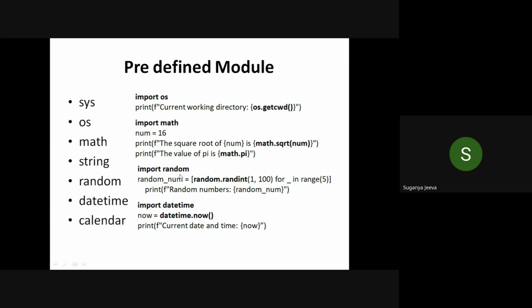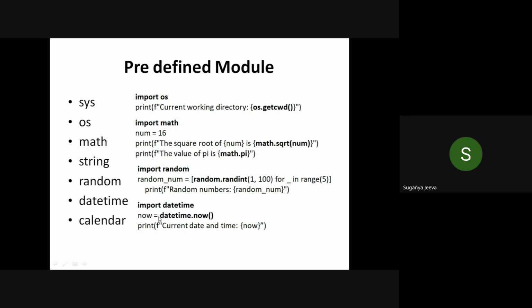So after generating, it will run from 0 to 4, so 5 random numbers are generated here, and they will be stored as a list. Okay, that random num list is printed in the next statement. Also, here we are using an import datetime.